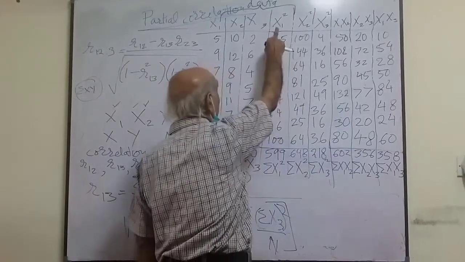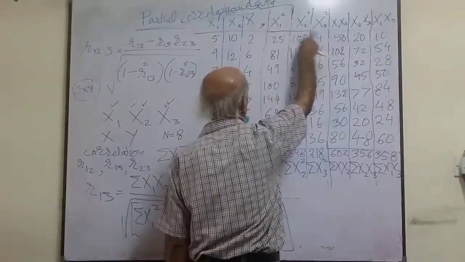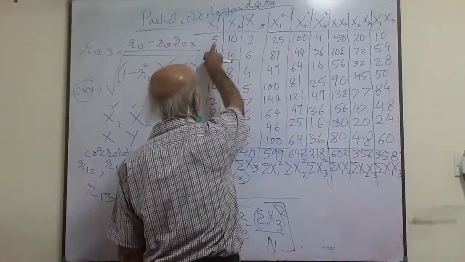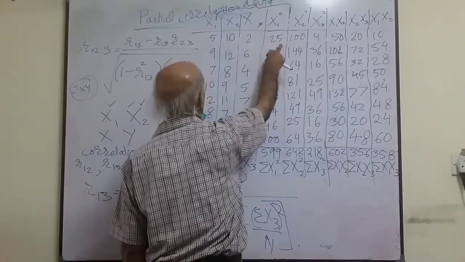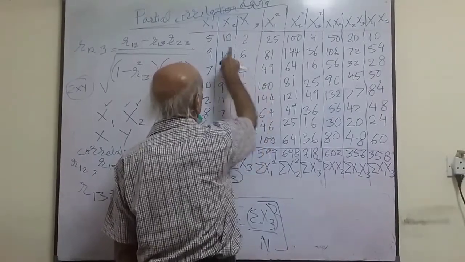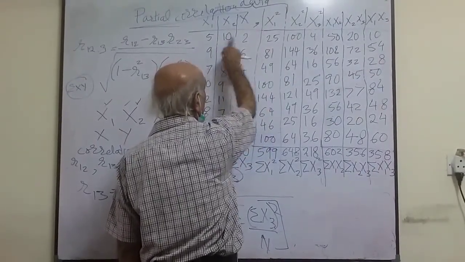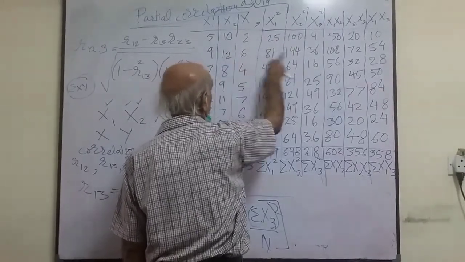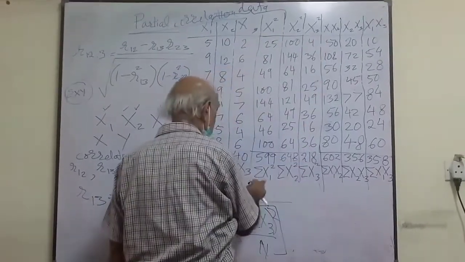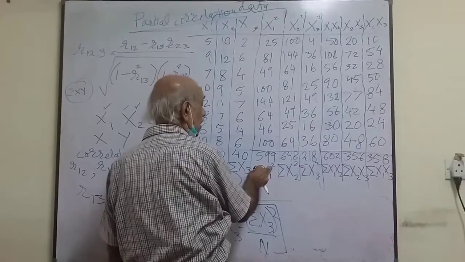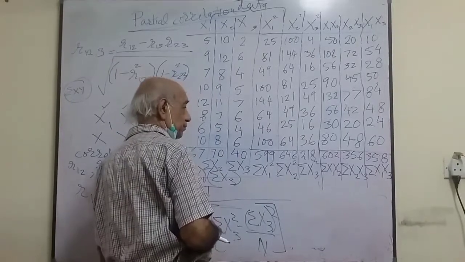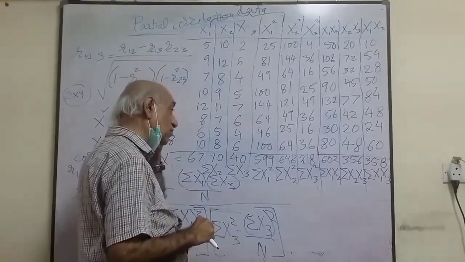And then take the squares of x1, x2, x3: x1 square, x2 square, x3 square. Square these values. The square of 5 is 25, 9 is 81, 7 is 49, 10 is 100. Similarly, for x2, the square of 10 is 100, square of 12 is 144, square of 8 is 64. So these are the squared values, and these are the sums of the squared values: sum x1 squared, sum x2 squared, sum x3 squared.